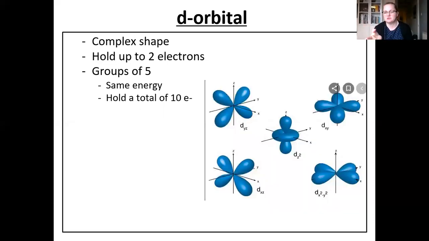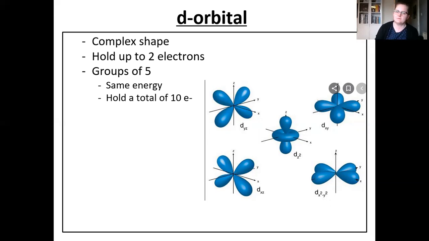You don't actually need to know much about d orbitals. I've literally just put a picture up on there for you to have a look at them, and you don't actually need to know these. They have a complex shape, is all you need to know. They still only hold up to 2 electrons each, but d orbitals come in groups of 5. Groups of 5 are the same energy, so they can hold a total of 10 electrons. So you're starting to see the similarity here between the p and the d orbitals. P comes in groups of 3, can hold up to 6 electrons together. D comes in groups of 5, so you can hold up to 10 electrons.